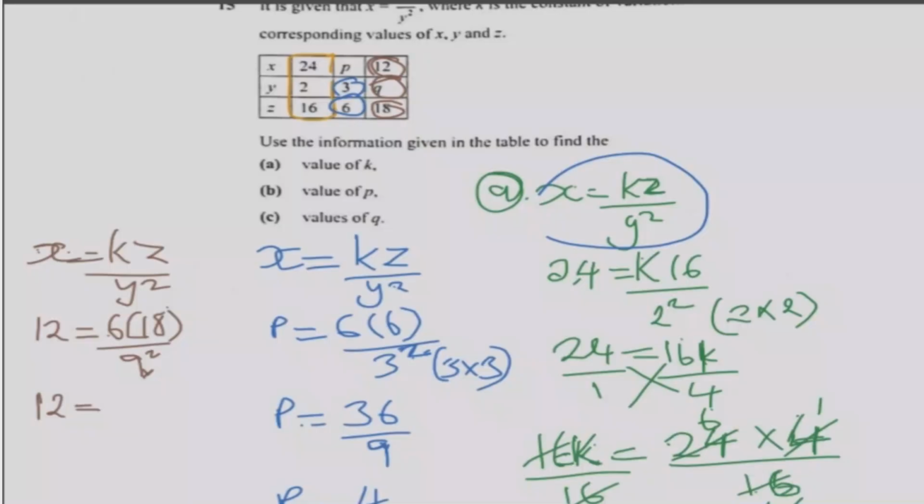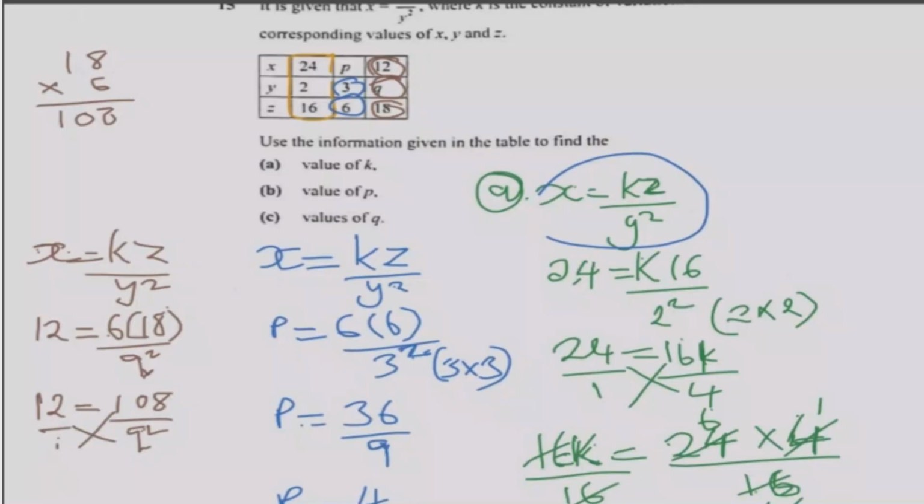So let me just multiply here on top. We have 18 times 6. Okay, 6 times 8 will give us 48. Then we have 6 times 1, not 6 times 6. 6 times 1 will give us 6, plus 4 to be 108. So we have 108 over q squared. So what we do is we cross multiply.